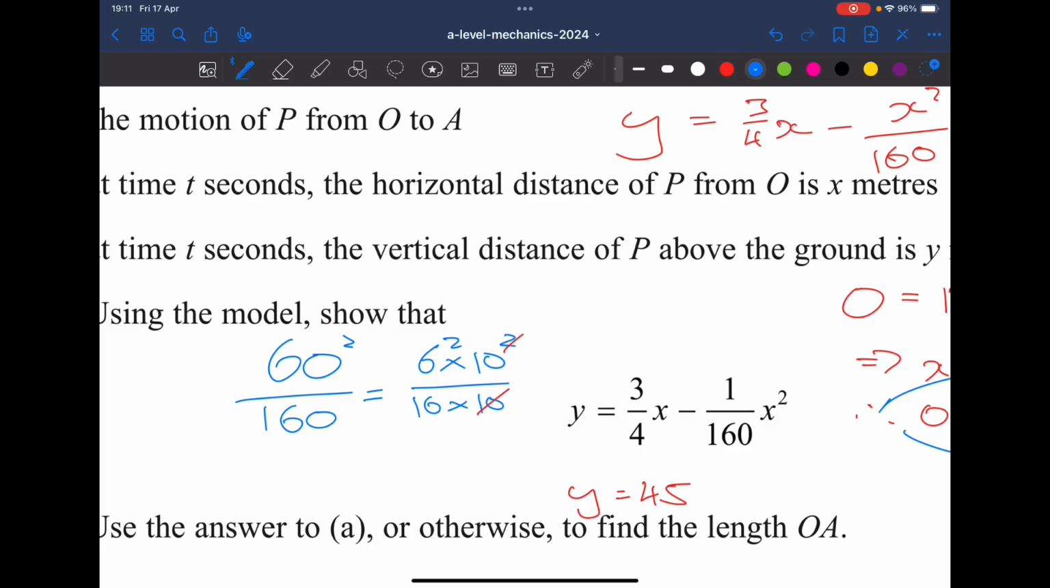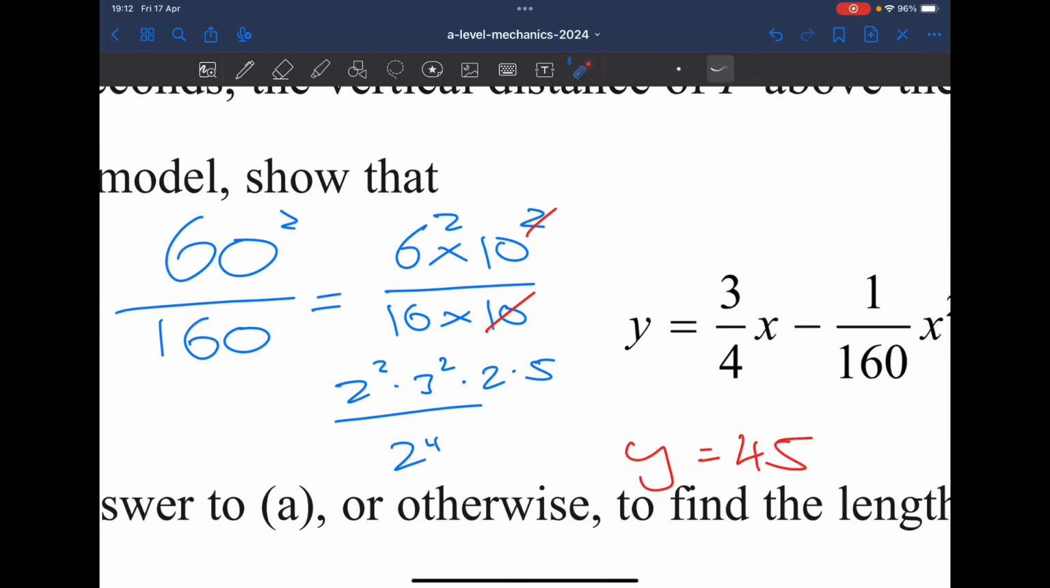16 underneath, we can write as 2 to the 4. 6 is 2 times 3, so it's 2 squared times 3 squared times another 10, another 2 and a 5. And you can see then we can get rid of quite a few bits. So we've got 1, 2, 3 2s on the top, 4 on the bottom. So 3 of them can go. What we're left with is 1, 2 on the bottom. And on the top, we've got the 3 squared, which is 9, times the 5. So 9 times 5, 45. 45 on 2.